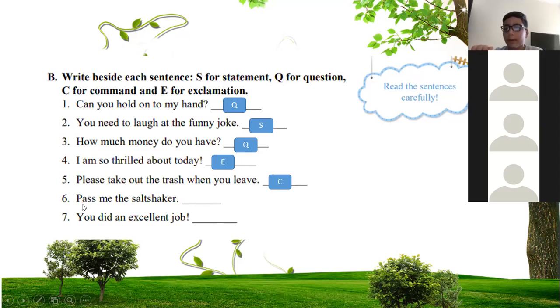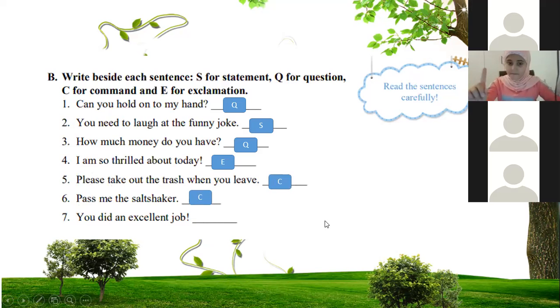Command. Yes, if you notice here, we started with the word please. Please here is a polite word. I do not consider it a subject or a verb. Take out directly. I started with the verb, and here I'm showing an order. So this is a command, okay? And pass me the salt shaker is also a command. It's an order, and I started with the verb. You did an excellent job is an exclamation.